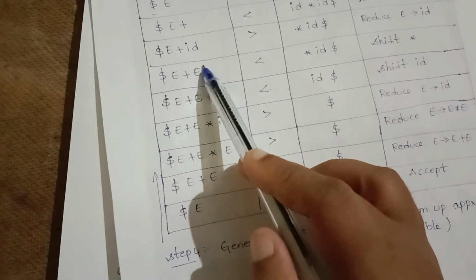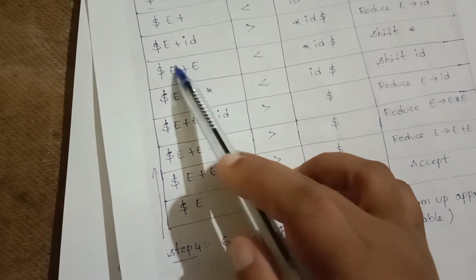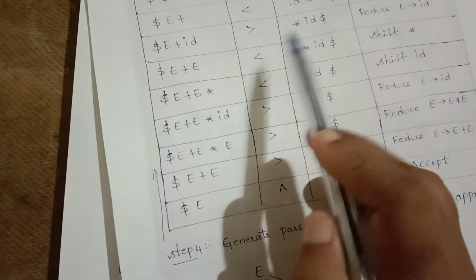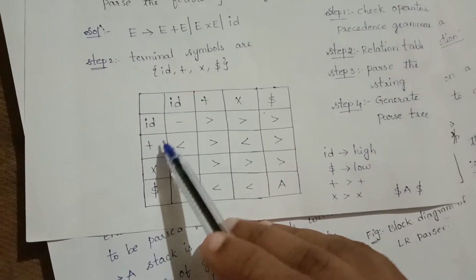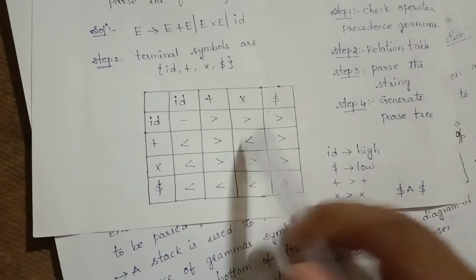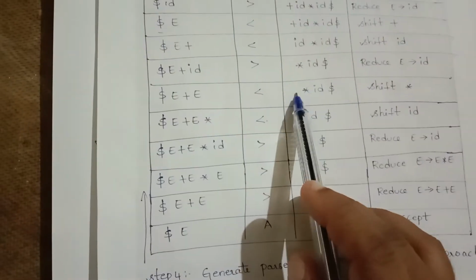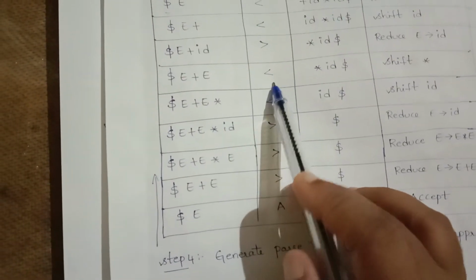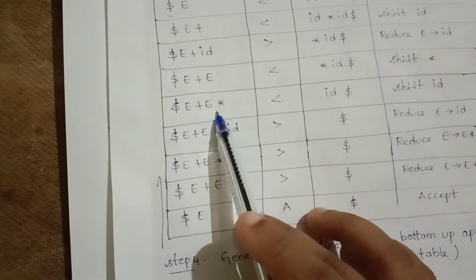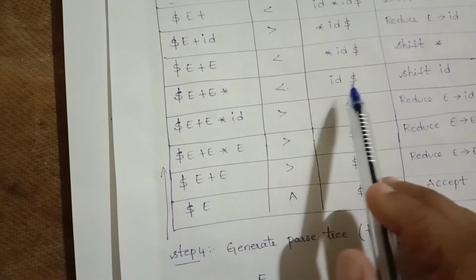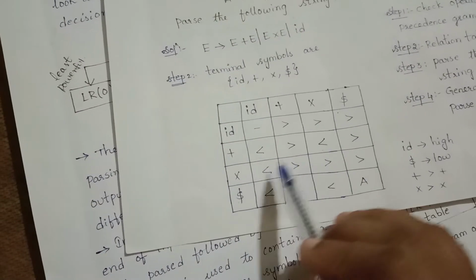As E is the non-terminal, you need to check with the before terminal symbol, that is plus on star. Plus on star, what is the symbol we have? Plus on star, we have less than. So less than should be placed here. Now shift star, so star has been shifted here. Now star on ID. Star on ID is less than.